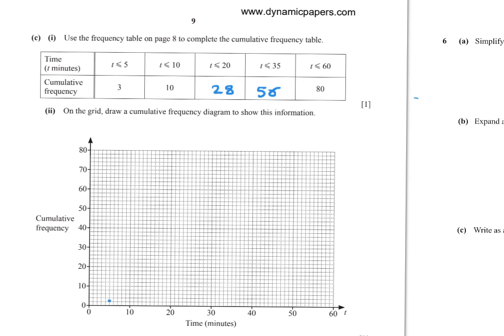This is the first point. Second point, 10 and 10. Next point, 20 and 28. Next, 35 and 56. Sixty and eighty, this is the last point. And join them with the origin. So this is the cumulative frequency curve.